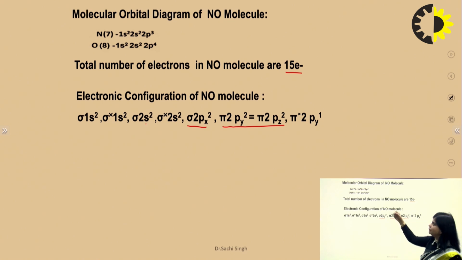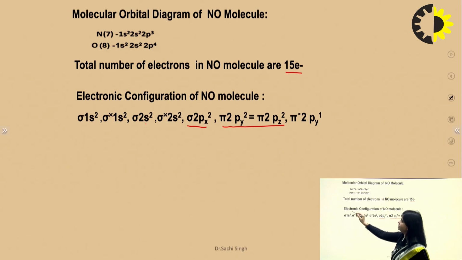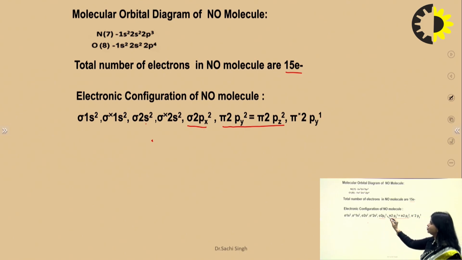The electrons are filled: 4 electrons in 1s, 2 and 2, then 2s, then the p orbitals total 4 plus 3, 7 electrons. So we count here in the p orbitals 2, 4, 5, 6 and 7 electrons.